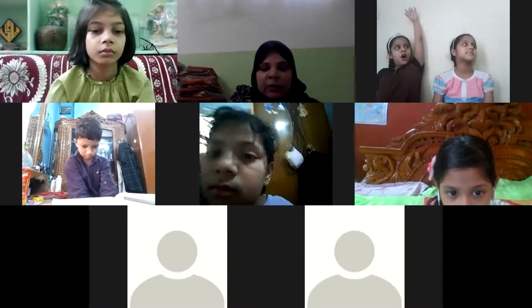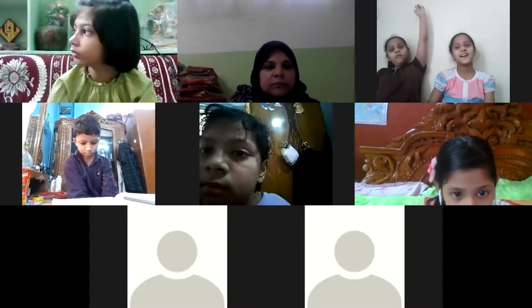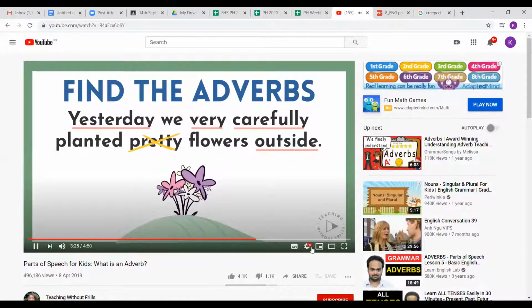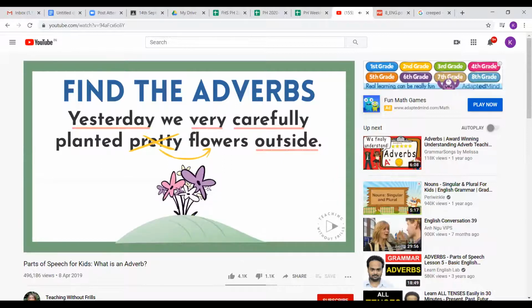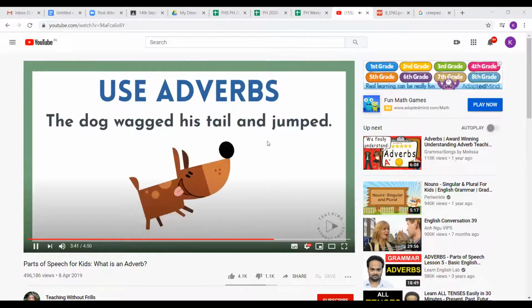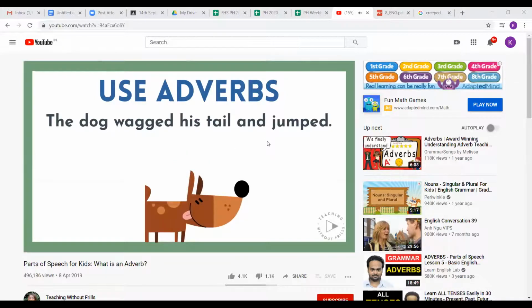Can we look at the second one now? The word pretty is not an adverb. It's an adjective because it describes a noun, flowers. So how can you use adverbs in your own writing? Listen to this boring sentence. The dog wagged his tail and jumped. How can you add some adverbs to this sentence to make it more interesting?